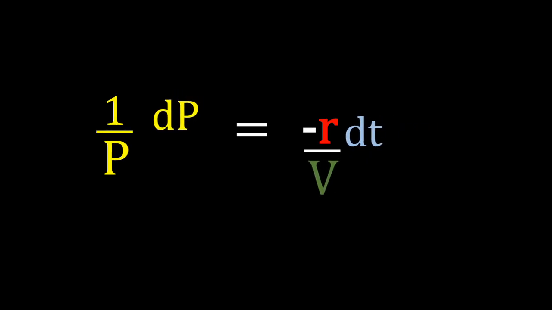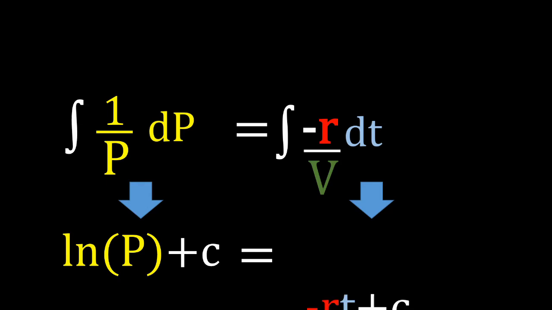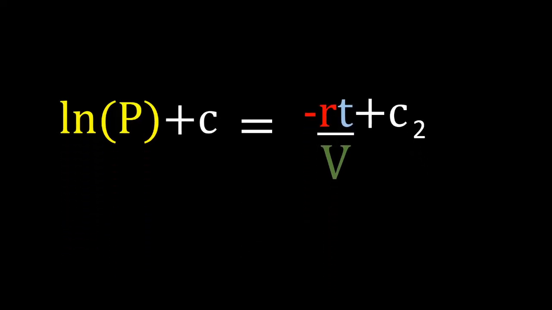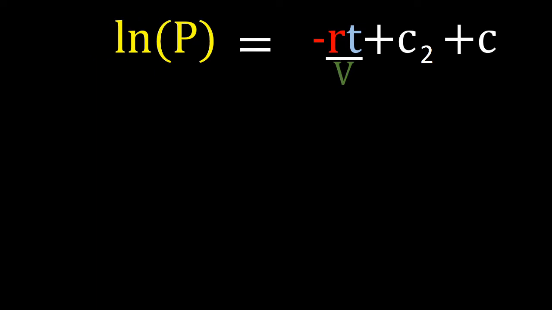Then we integrate both sides. The left-hand side gives us the log of P plus some constant, and it's going to be equal to negative RT divided by V plus a different constant. Let's go ahead and move things up. Let's shift the constants to the same side. Let's go ahead and exponentiate so we get P by itself.